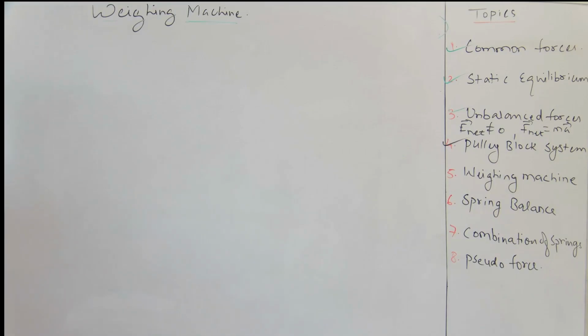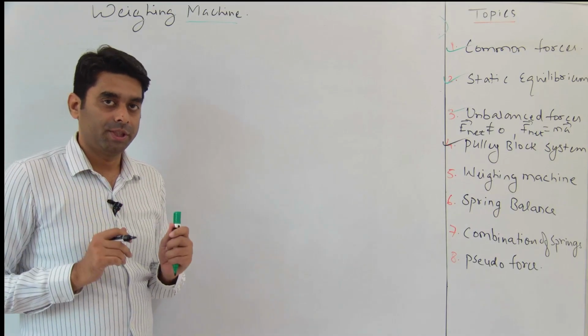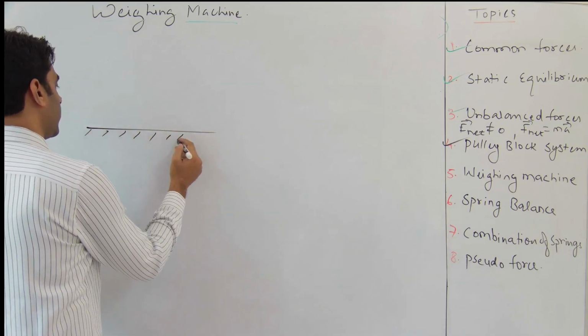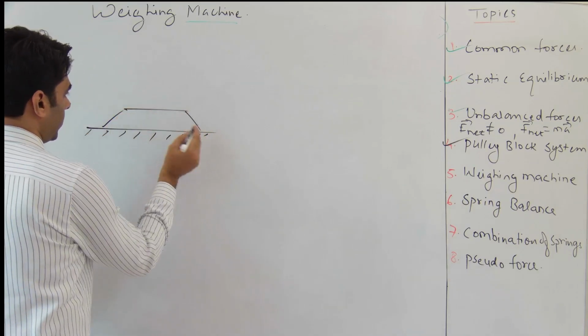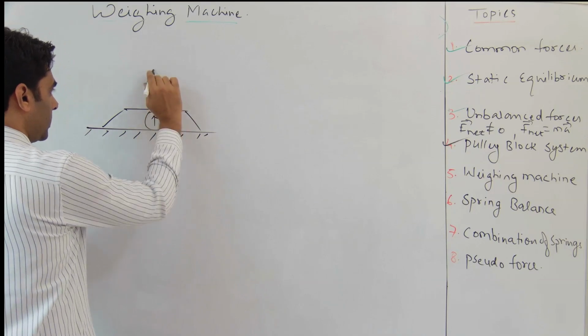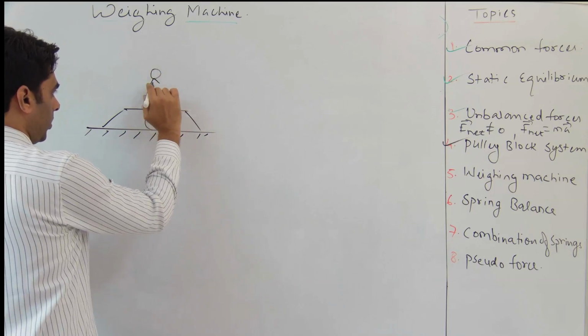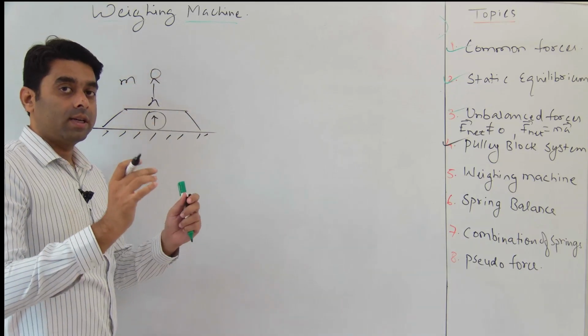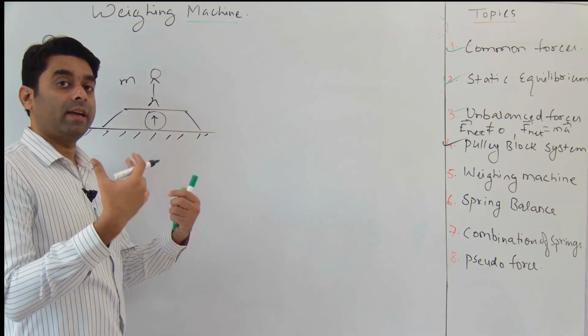Now, next we are discussing is weighing machine. So let us consider a person is standing on top of a weighing machine, right? A person of mass M is standing. Now, what is the concept of weighing machine? What does weighing machine actually measure?